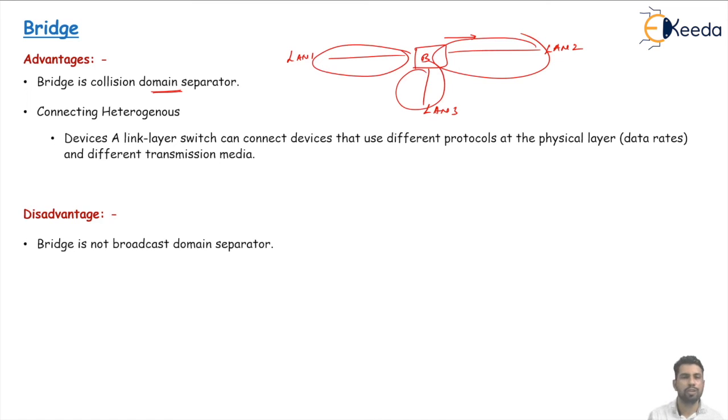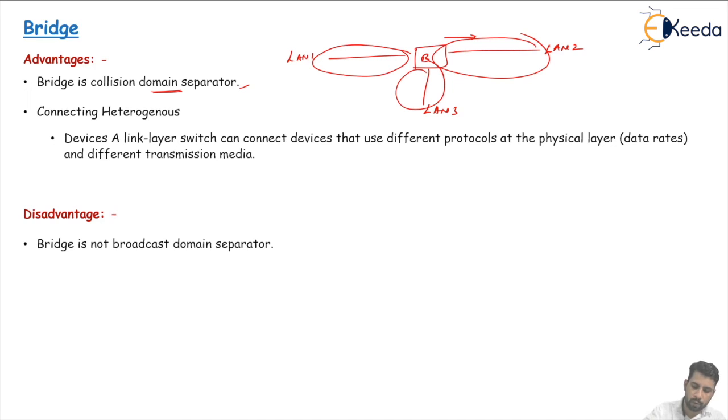A bridge is not a collision domain area. Our LANs or our cables are the collision domains. So we can say that a bridge is a collision domain separator. The collision domain areas are the links or the LAN cables. Okay, that's the main advantage: a bridge is a collision domain separator. A hub, as we saw in the last topic, is a collision domain, and collision is possible on the hub also.